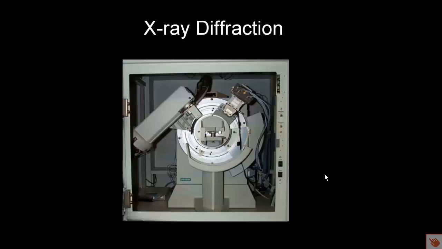The technique that we're going to focus on today, X-ray diffraction, involves mounting a sample at the center of equipment such as the one pictured. The sample may be powdered or a single crystal. We have a source of X-rays coming in. The X-rays reflect off and are picked up by a detector. The detector scans over a range of angles.